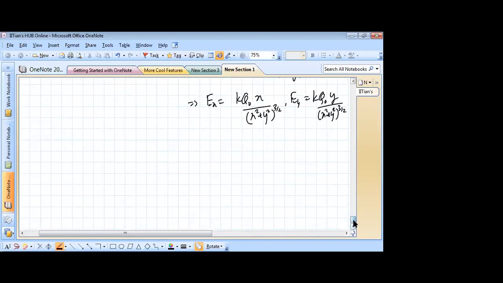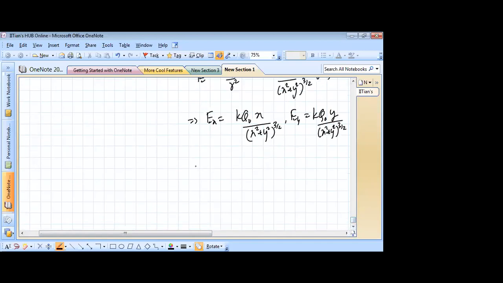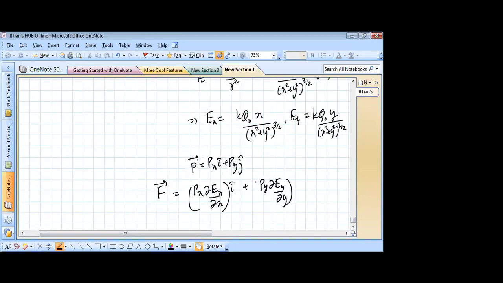So a dipole is placed somewhere over there. Luckily I'll just need one term, but anyway, in general, a dipole having components like this will experience a net force such that the x component of the force is this, and the y component of the force is this. So this will become the general formula of the force.